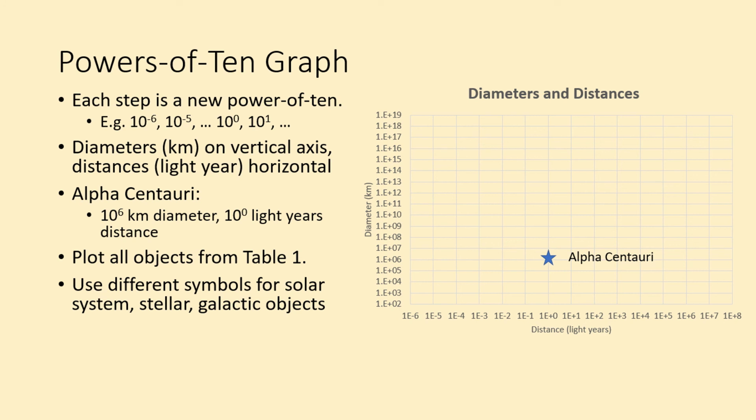Also note that in some cases, you may find that more than one object is plotted at the same point. That's not a problem. Just put both names by that point. You should see the three major scales we've discussed show up clearly on the graph. This will give you a better sense of how the solar system, stellar, and galactic scales compare to each other.